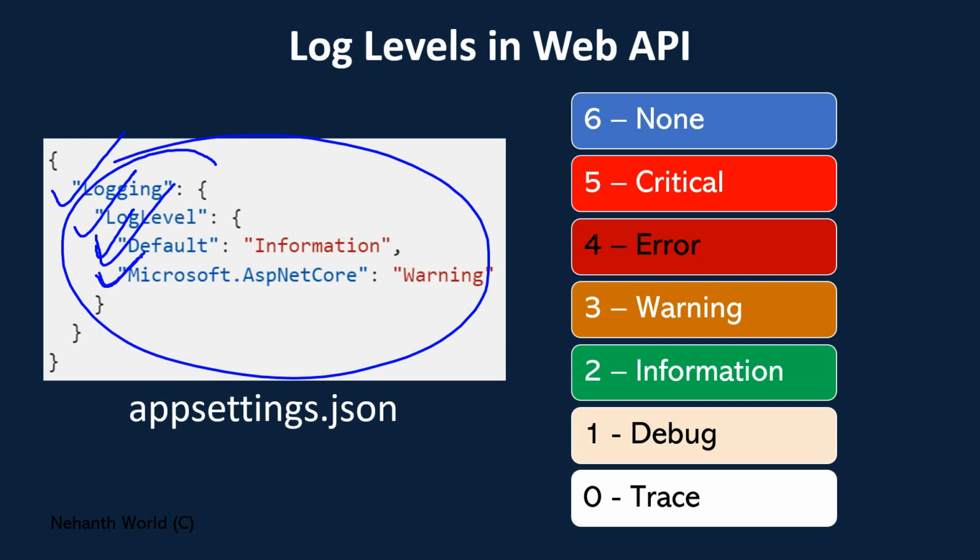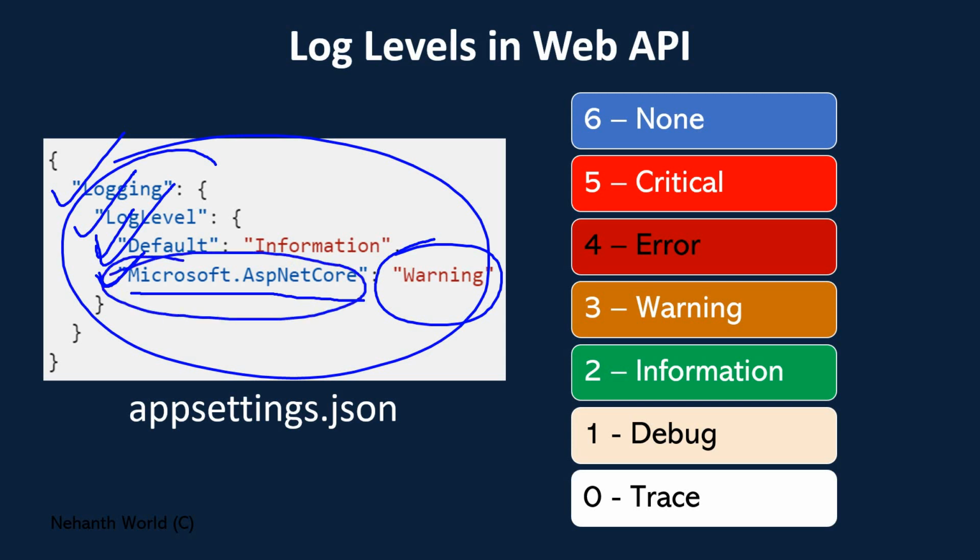And the second one is saying Microsoft.AspNetCore, meaning this particular configuration or setting is only applicable to the Microsoft.AspNetCore module. So if you want to specify module level log levels, you can do that like this. This setting is for the Microsoft.AspNetCore module, so it will be considered only inside that module. Other modules will not use this setting. Other modules will use the global level setting, that is the default setting.